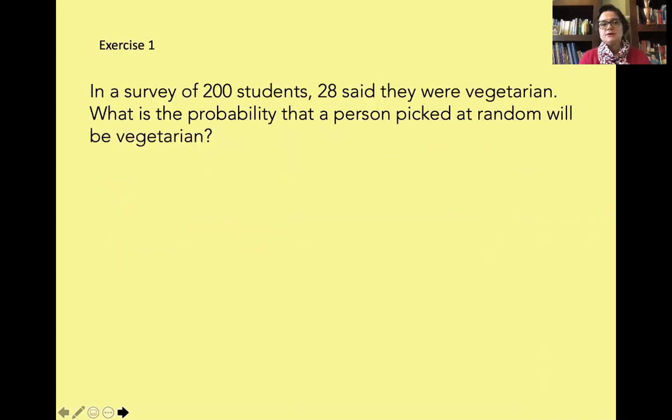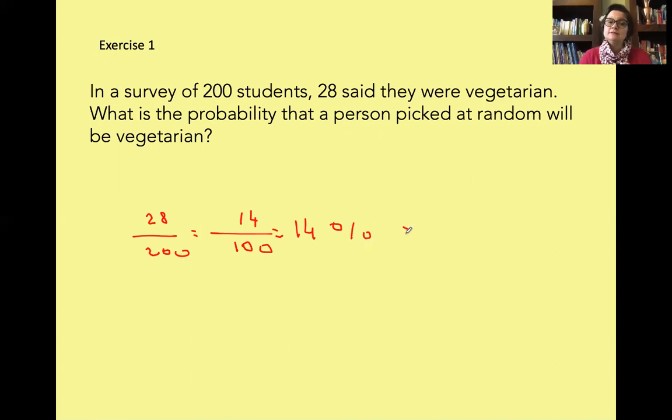It says, in a survey of 200 students, 28 said they were vegetarian. What is the probability that a person picked at random will be vegetarian? So of course, there is 28 over 200. And if you simplify this with the denominator 100, it's going to be 14 over 100 or 14%. And if you want to express this as a decimal number, the answer is going to be 0.14.